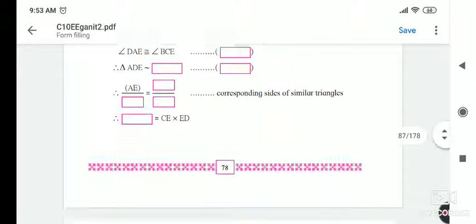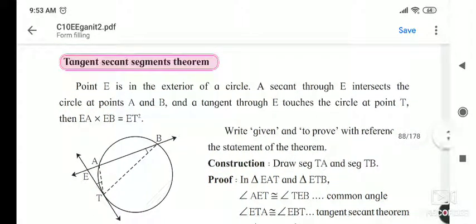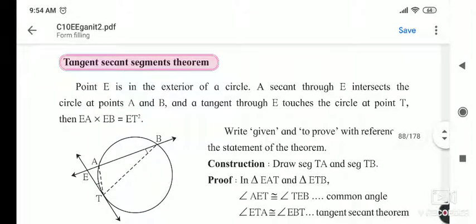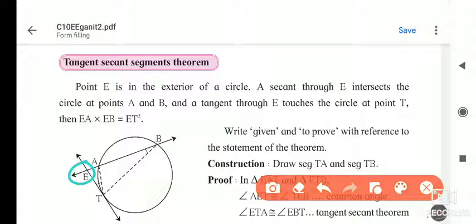Okay, now the next point is the tangent secant segment theorem. Point E is in the exterior of the circle, as you see here in the figure. A secant through point E. What is the definition of a secant? The line which intersects the circle at two points is called a secant. So AB is a secant for this circle.